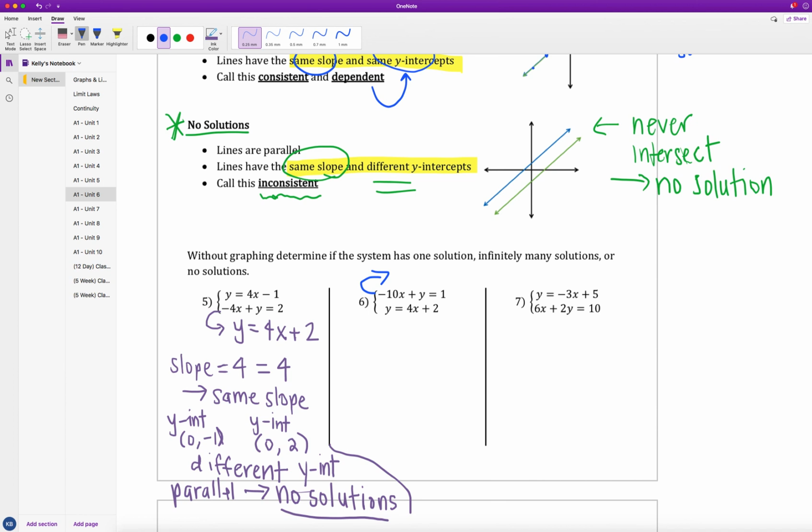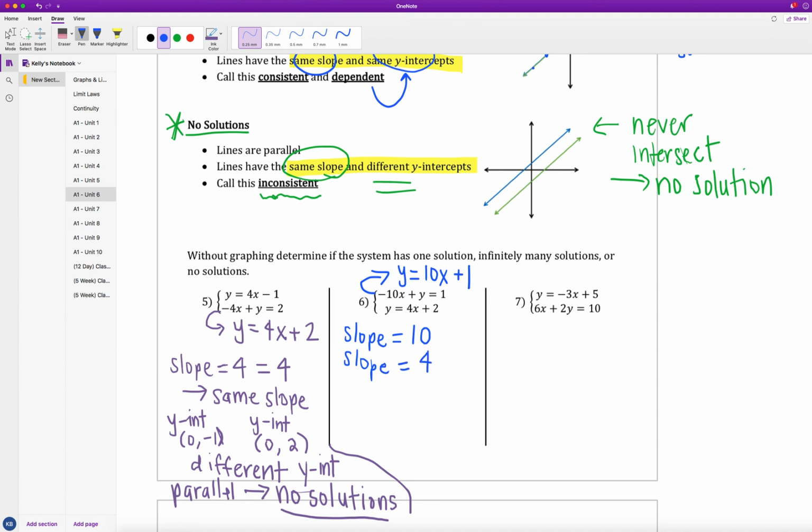To rewrite this in slope-intercept form, I need to isolate y, so I'm going to add 10x to the other side, and I get y equals 10x plus 1. My second equation is already in slope-intercept form, so why don't I compute the slopes of both of these? What's the slope in the first line going to be equal to? That slope's going to be equal to 10. What's the slope in the second line going to be equal to? That slope's going to be equal to 4.